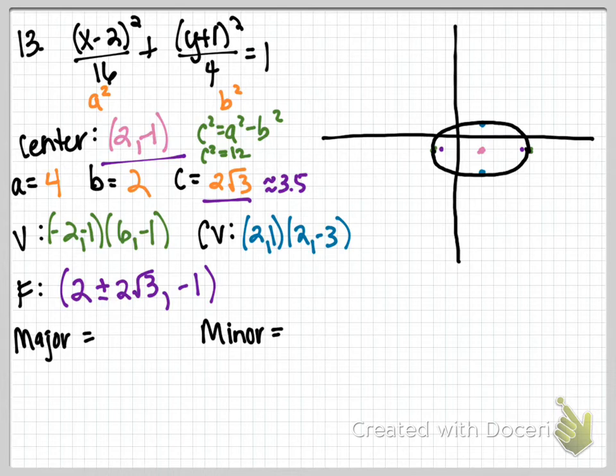Now, major axis and minor axis length. Major is your longer one, and remember that's from vertex to vertex. If A is from the center to a vertex, then that means from one vertex to the other is twice A. So the length of the major axis equals 8. And then same thing for the minor axis. It's from covertex to covertex. That is 2B, so the minor axis length is 4. And that is everything that I've been asked to find.